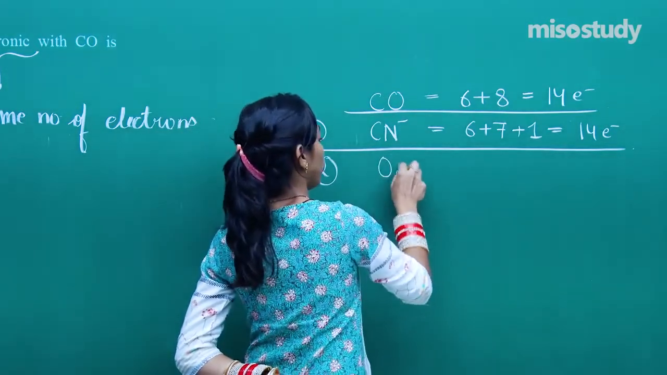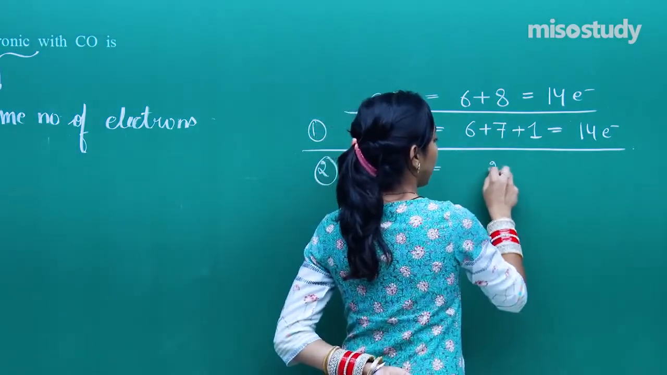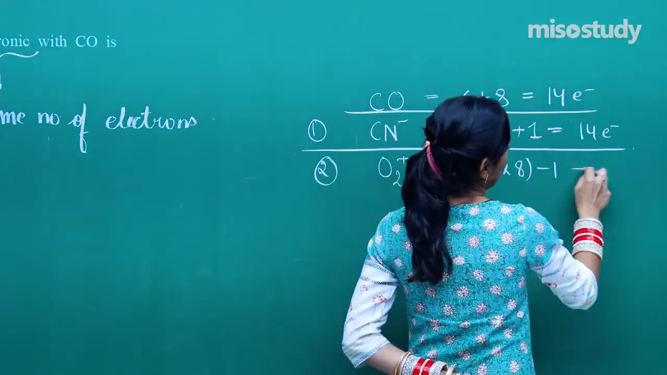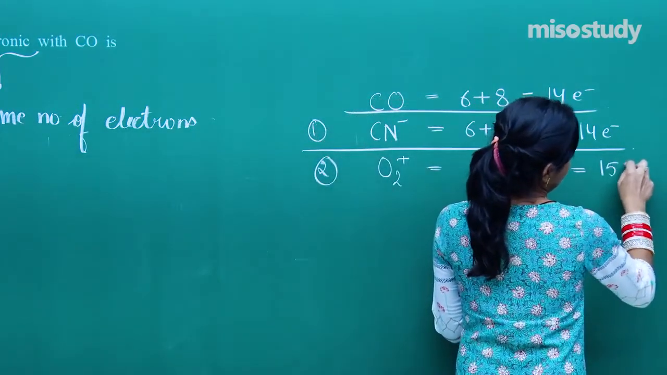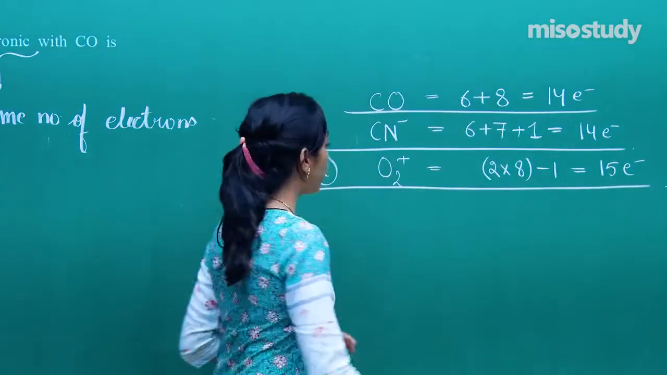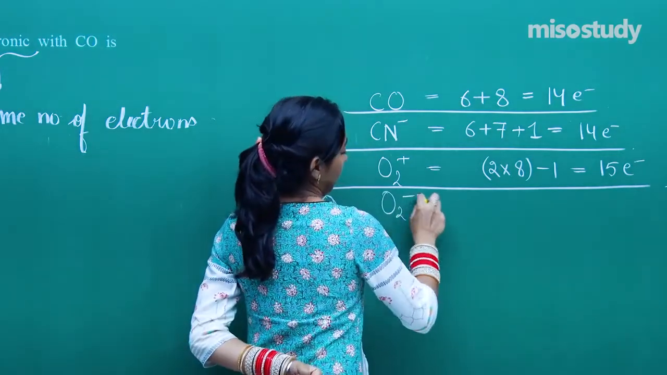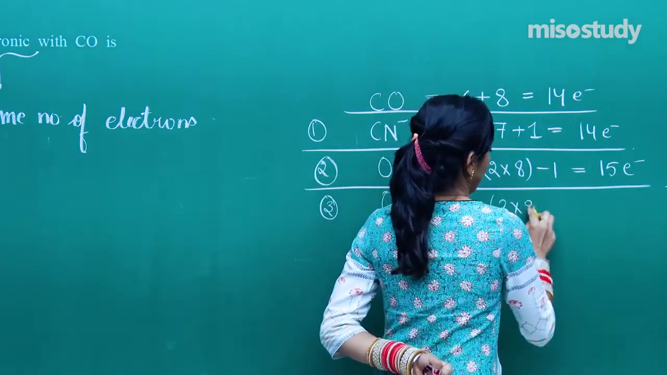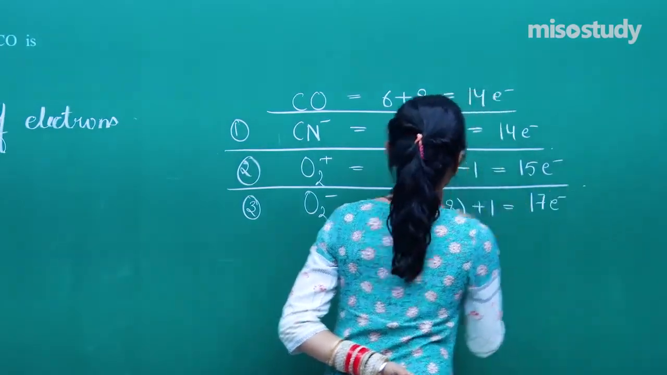Next is O2 with a positive. So how many electrons will be there in O2 positive? If oxygen would have been there, so 2 into 8. But there is 1 positive, that means it is having a deficiency of 1 electron. So 16 minus 1 is 15. So this is for O2 positive. Clear? Now moving on to the third one. The third one says O2 with a negative. So earlier we did the cation, now we are doing the anion. So we will do 2 into 8 plus 1. That means 16 plus 1, 17 electrons.